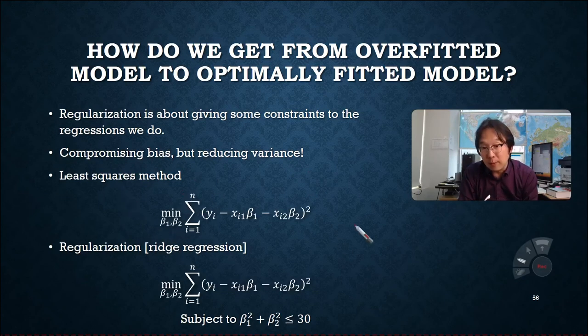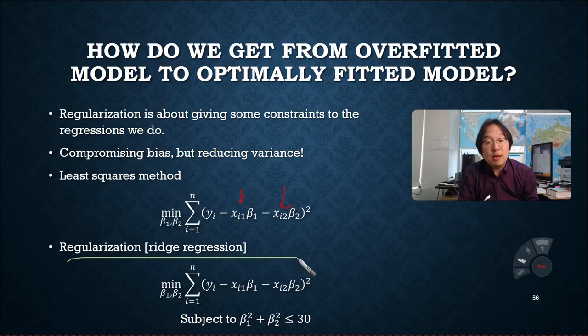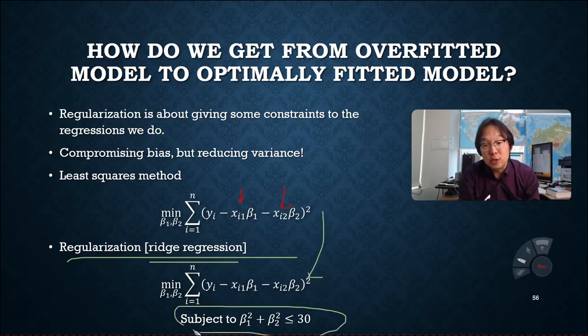If we go back to our linear regression, here we have only two explanatory variables, x1 and x2, right? Now, regularization, for example ridge regression, which is the starting kind of regularization. We'll go to LASSO later on, but ridge regression looks like this. Minimize this, the same as before, but subject to this constraint: beta 1 squared plus beta 2 squared should be less than or equal to 30.